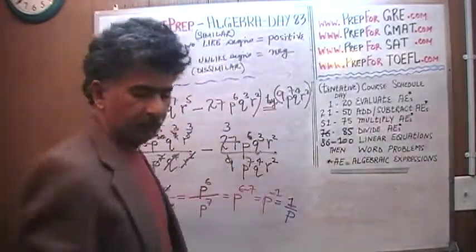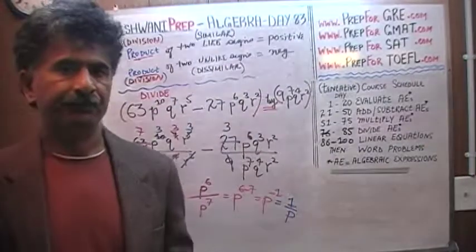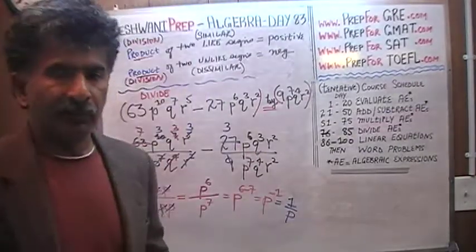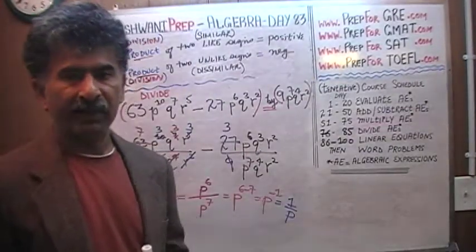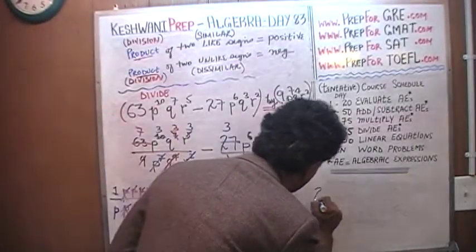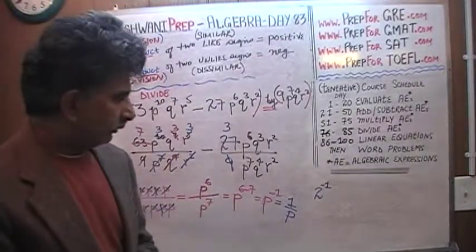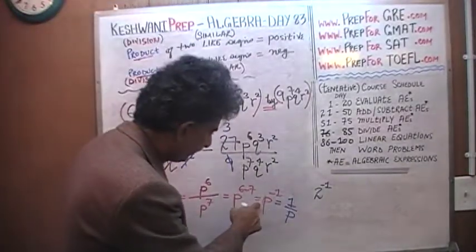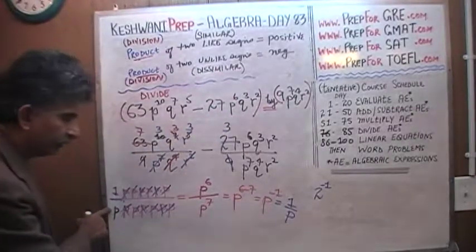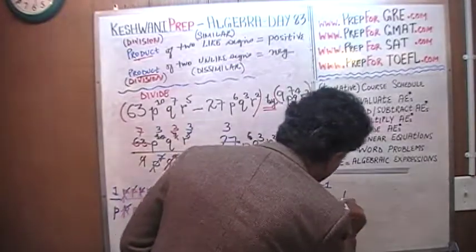For example, do you know how to write a half in a fancy way? The way a mathematician might write a half. A half is like this: 2 raised to negative 1. Why? Because 2 raised to negative 1, as you just saw here, p raised to negative 1 is the same as 1 over p. You saw it right here. Therefore, 2 raised to negative 1 is the same as 1 over 2. Voila!